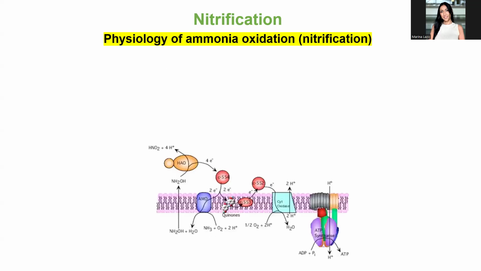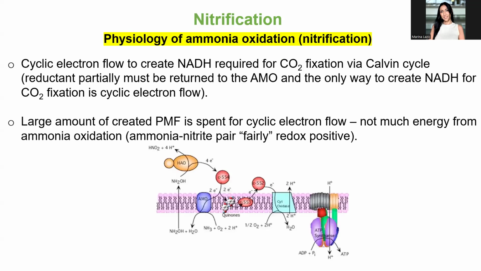Cyclic electron flow is what they have to run to create NADH because they fix carbon dioxide, and carbon dioxide fixation needs a lot of proton motive force, so partially reductants have to go back to AMO. And the only way to create NADH for carbon fixation is to run that cyclic electron flow, like reverse electron flow, that spends additional proton motive force. It's simple, that's the only way, because quinone is not electronegative enough to donate reductants.